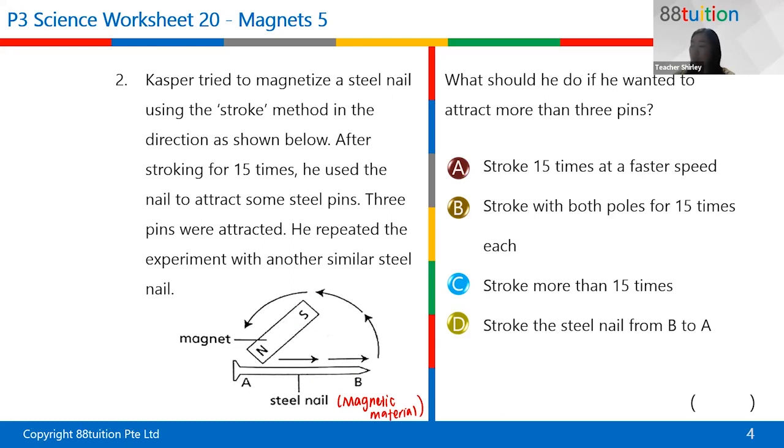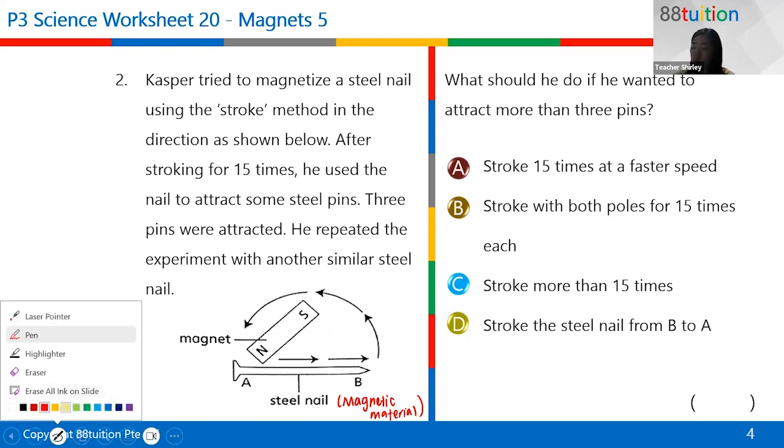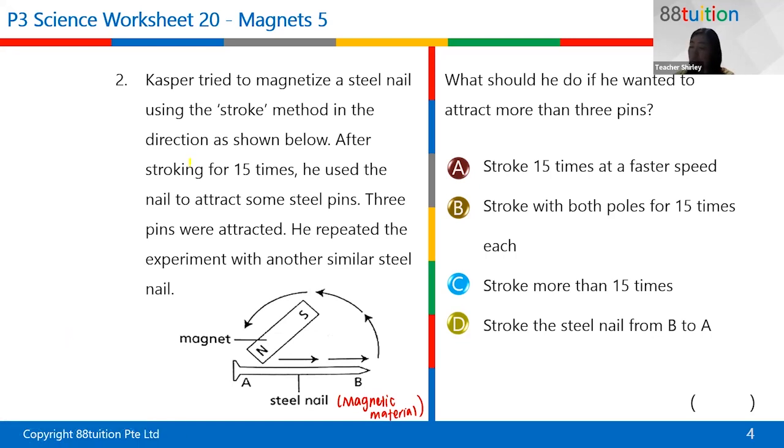So what we do is that we will just keep stroking it until it becomes a temporary magnet. So if you want to attract more than 3, basically, how many times have you stroked? Let me see. In the question, it says that we have stroked it 15 times. And he actually attracted 3 pins. But we want to attract more, right? We want to attract more pins.